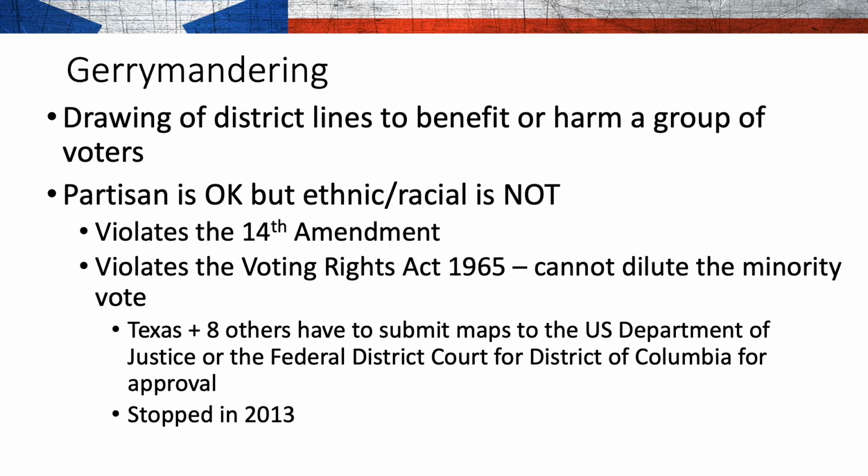That was until 2013. The Voting Rights Act stopped requiring that, or Texas stopped being required to submit their maps, because the Voting Rights Act was held to be no longer applicable. But for many years, from 1965 to 2013, Texas and 8 other states, all in the South, had to submit our maps for approval before we could just redistrict everything.